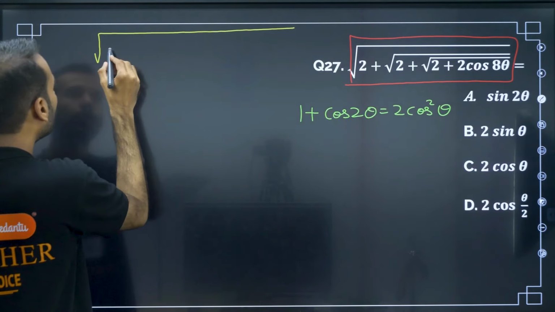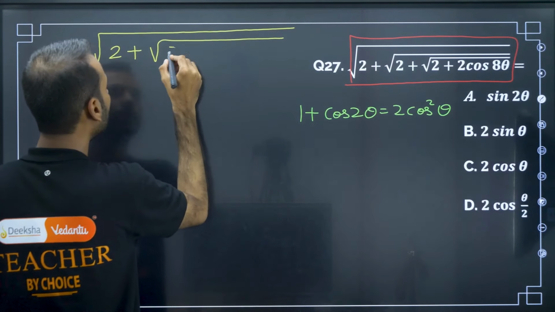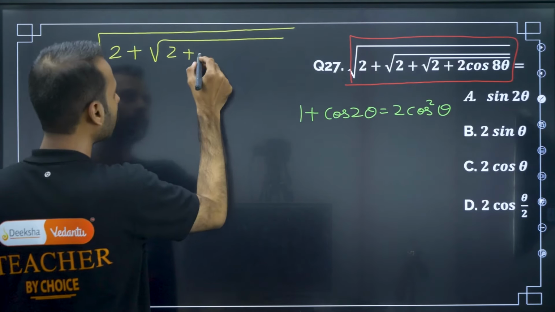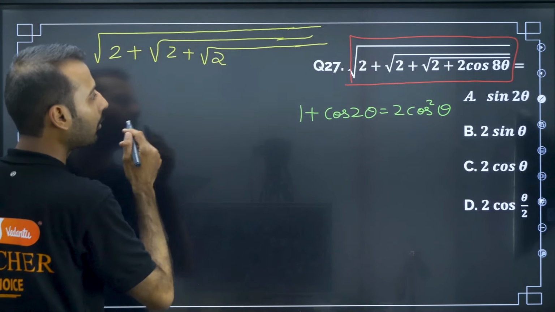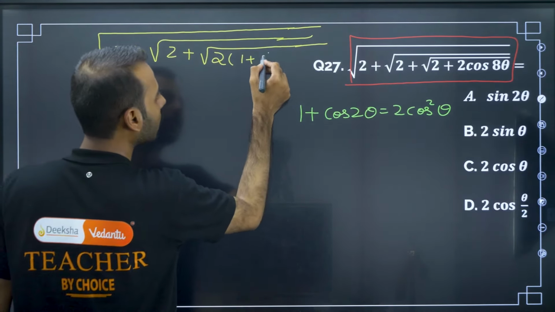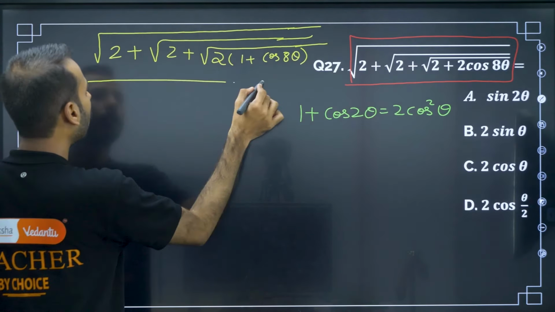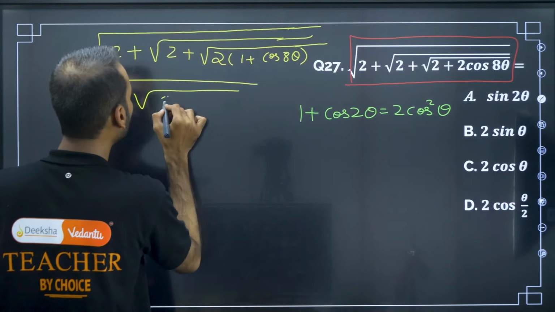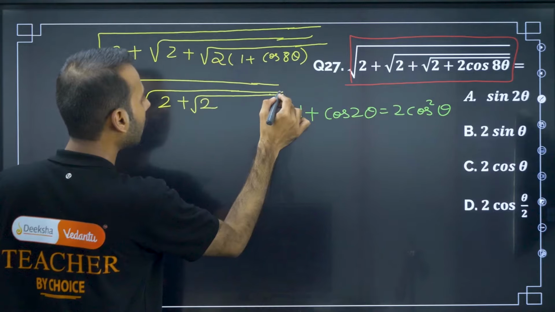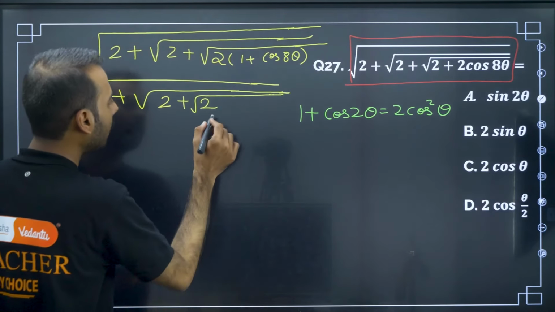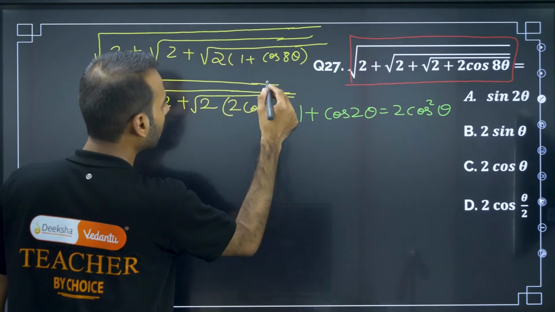Root of 2 plus under root of 2 plus under root of 2. If I take 2 common from that, I am left with 1 plus cos 8 theta. Under root of 2 plus 2 plus 2, here if I write under root 2, in place of 1 plus cos 8 theta, this can be written as 2 cos square 4 theta.